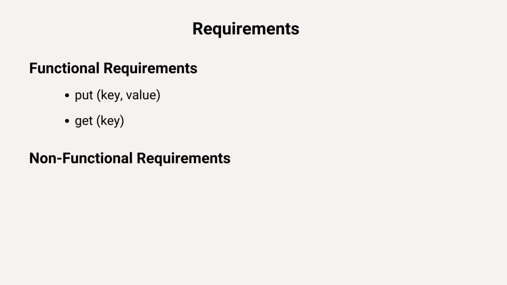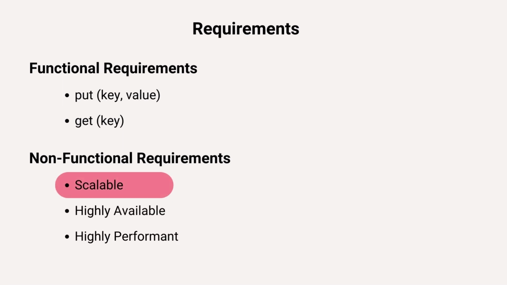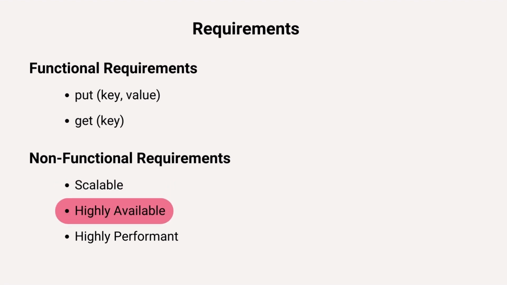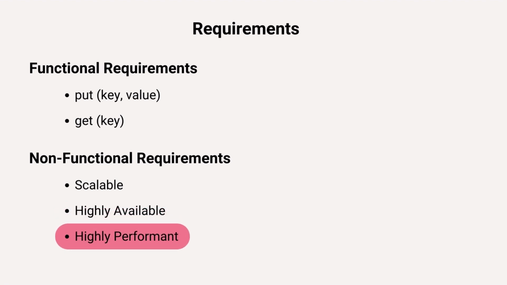As for non-functional requirements, we want to design a scalable, highly available, and fast cache. High scalability will help ensure our cache can handle more put and get requests, and be able to handle the increasing amount of data we may need to store in the cache. High availability will help to ensure that the data in the cache is not lost during hardware failures, and the cache is accessible in the case of network partitions. High performance is the number one requirement for the cache.